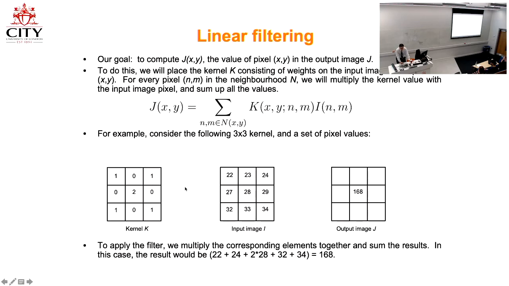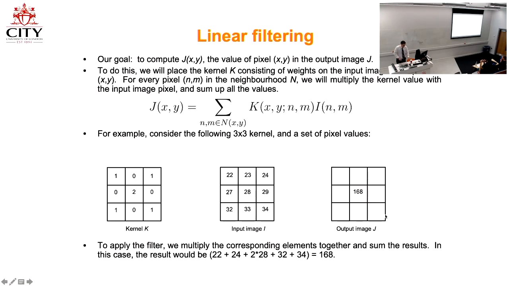Let's say this is a patch in my image, and this is my kernel. How do I do it? I just say 1 times 22 plus 0 times 23 plus 1 times 24 plus 0 times 27, and so on. So I did 9 multiplications and 8 additions, and then I come up with a value, 168. So this kernel multiplied into this image gives me one value here in the middle. But as you can see, I cannot do this for the borders.